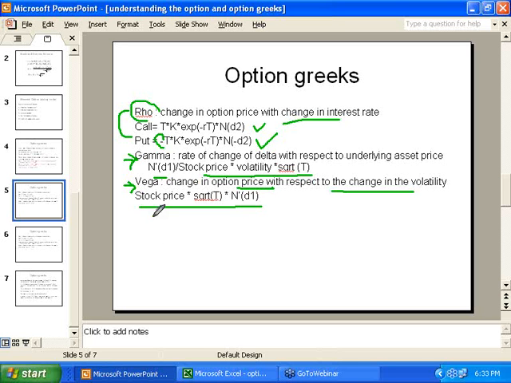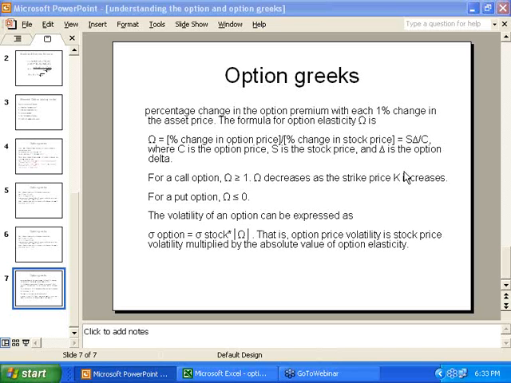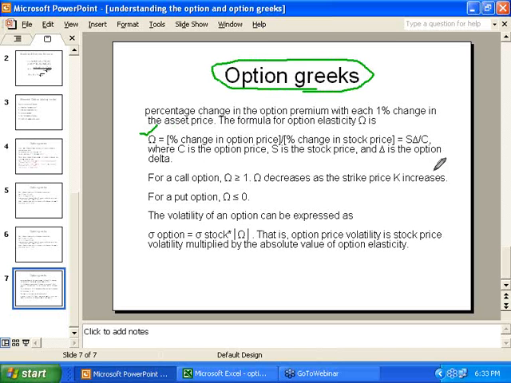After vega, we have one more term which is often ignored by many option traders, but it is one of the best Greeks I used to find in the option Greek literature. This is called ohm. It says the percentage change in the option premium with each 1% change in the asset price. You may ignore most of the Greeks, however you cannot ignore the Greek ohm, which is the percentage change in the option premium with each 1% change in the asset price.